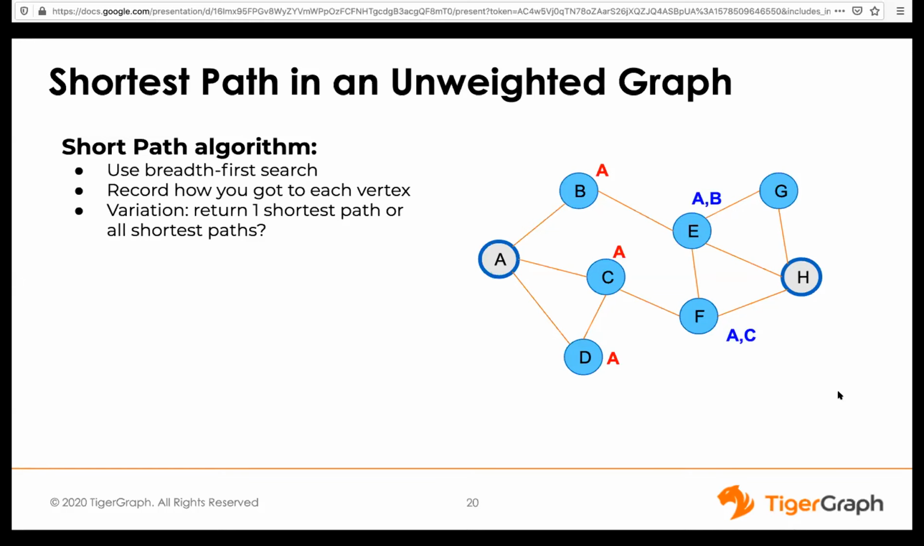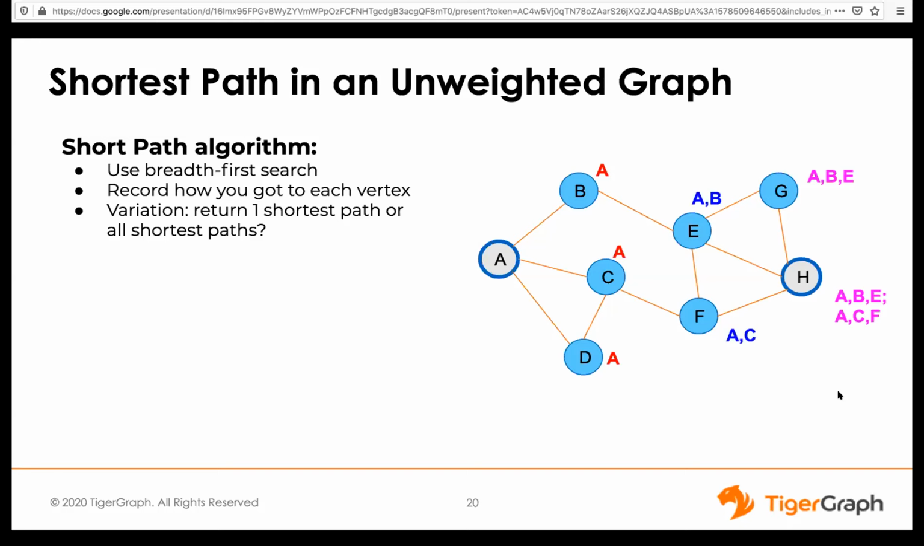And how did I get to F? I got to F from A through C. And one more, then you get to G, and you have that path. Now notice on H, I've recorded 2 paths because I approached H both from E and from F. So there are actually 2 solutions there.